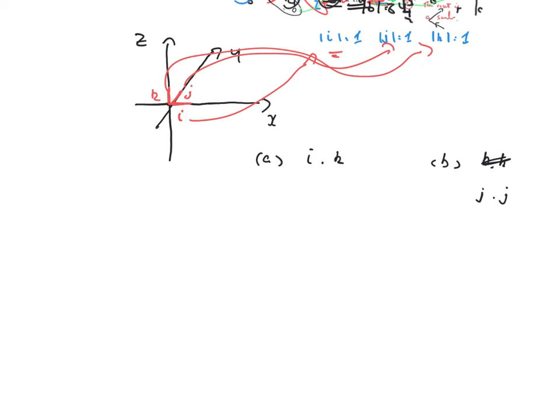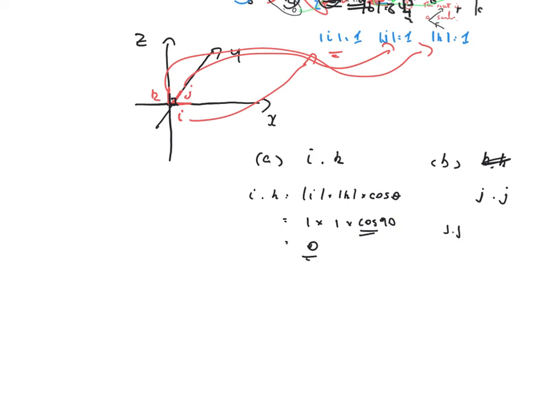Now, what about i dot k? Well, i dot k would be magnitude i times magnitude k times cos theta. The magnitude of i, it's a unit vector, is 1. Magnitude of k, that's a unit vector, is 1 again, multiplied by cos theta. And the angle in between the z-axis and the x-axis is 90 degrees, so that's cos of 90. Cos of 90 is 0, so the full thing collapses down to 0. i dot k is equal to 0.